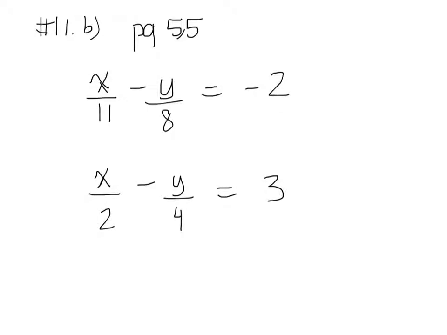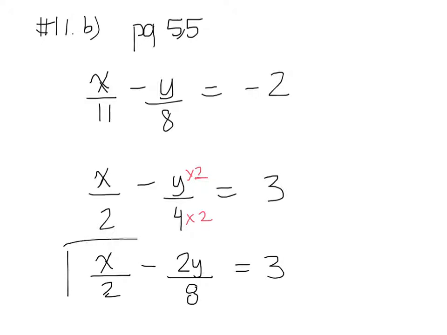Because we're dealing with fractions, we'll find a common denominator. We're going to find the common denominator for the second fraction, so it's 8. So rewrite this with the common denominator. It would be written as x over 2, take away 2y over 8 equals 3. Okay, so I've just rewritten that with a common denominator.